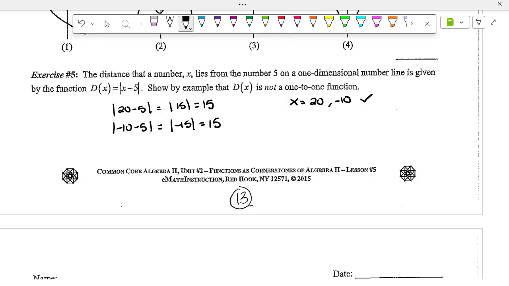It has to be in the lines. So basically, the absolute value is almost like parentheses. You got to do what's inside of it first before you actually do the absolute value. Anyone got different numbers?